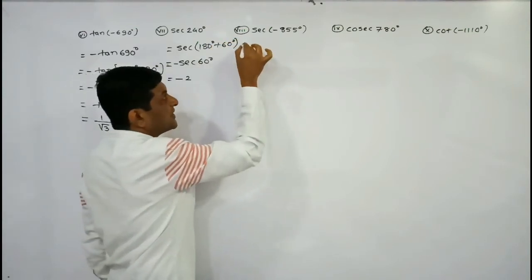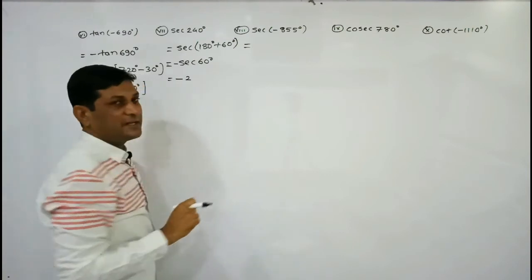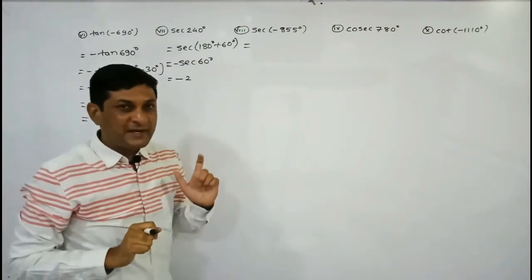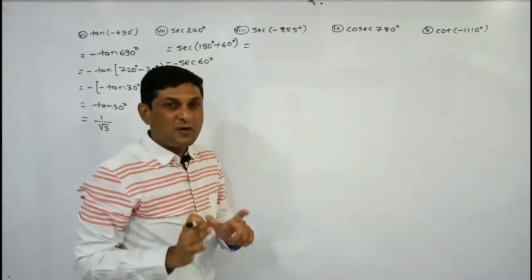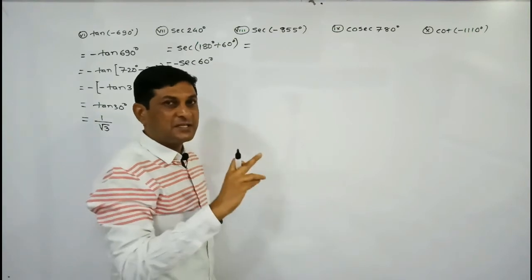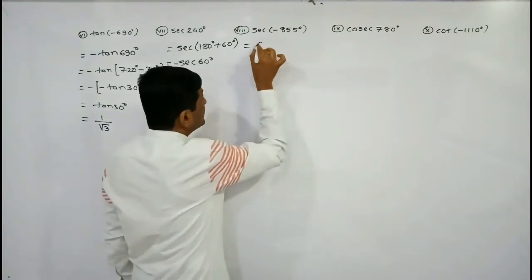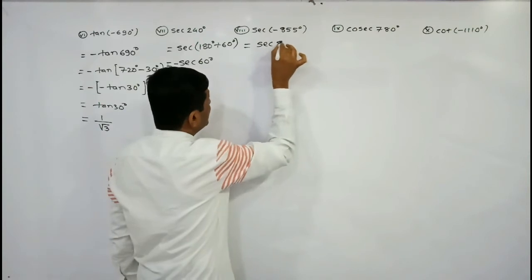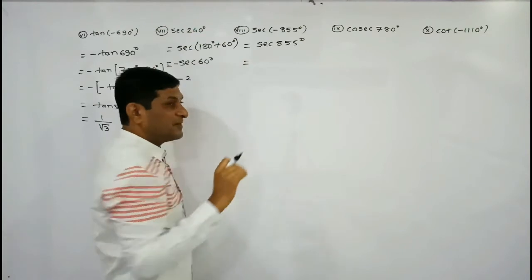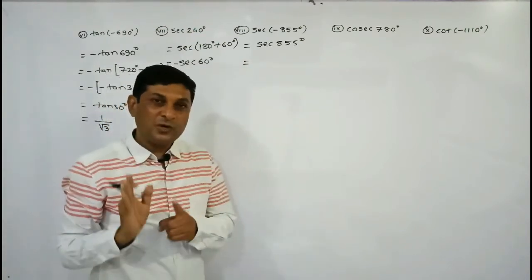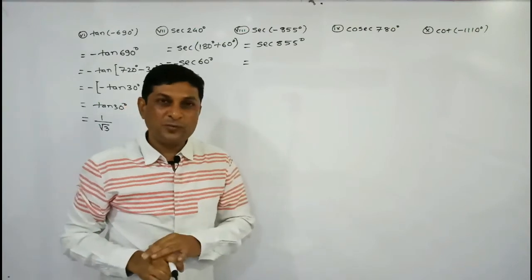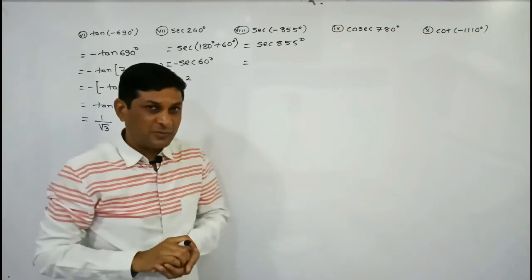Now let us try to find out value of sec minus 855 degree. So here negative angle is there. Since negative angle is there, first apply the formula of trigonometric function of negative angle. And what is the formula? Sec minus theta will be equal to sec theta. So its value will be equal to sec 855 degrees. So these formulas related with trigonometric function with negative angle we have proved in the second chapter, but in the last lecture we have collected all these formulas in the table of allied angle formulas also.